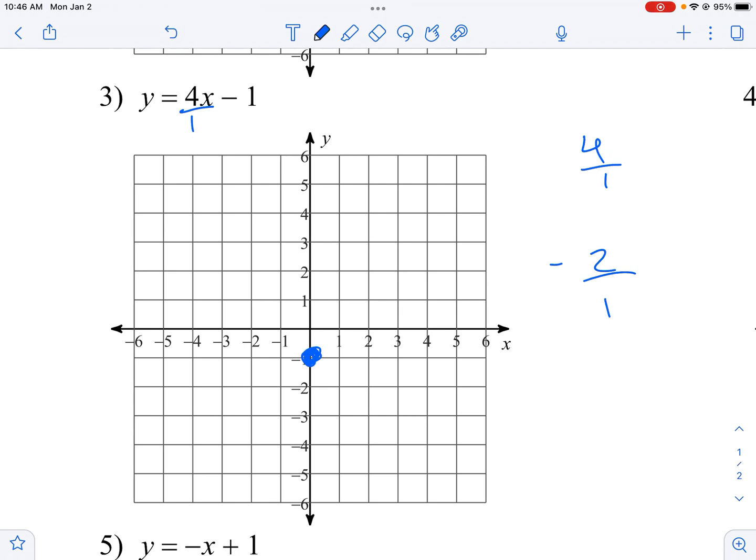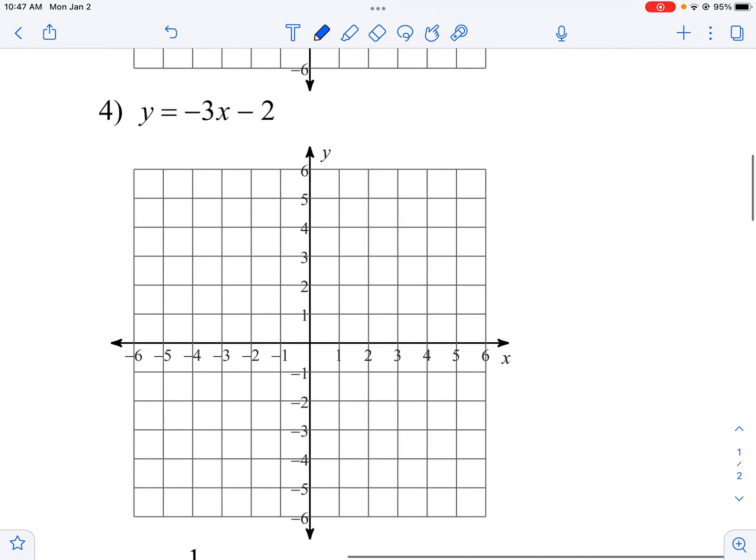The top number tells me to go up 4. And then the bottom number tells me to go right 1. And the reason it's up and right is because it's a positive slope. So up 4, right 1, point. You can also go down 4, left 1. That gives you a point. Looking like that.